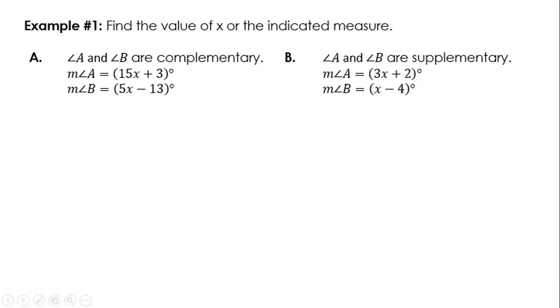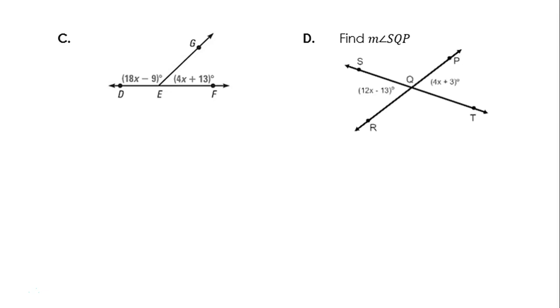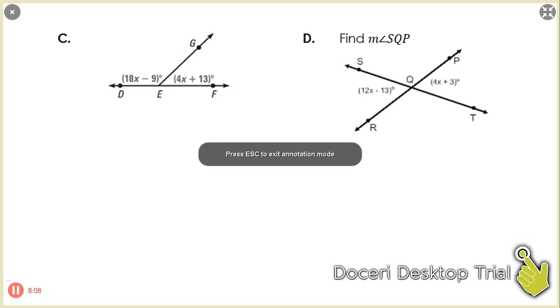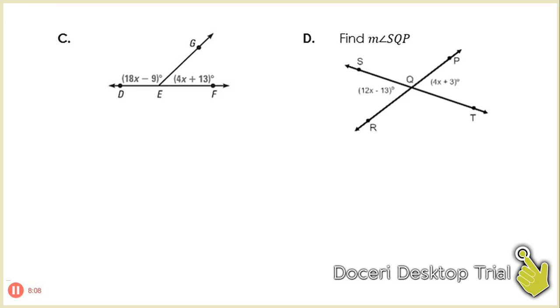For example 2, we aren't necessarily given any verbal information, it's just a picture, so we have to identify what type of relationship we see in this picture. So if we look at example C, we see that we have a straight line. So we have two angles, right here we have angle DEG that has formed a straight line with angle FEG. So those two angles are called a linear pair. They form a straight line, so we call them a linear pair.